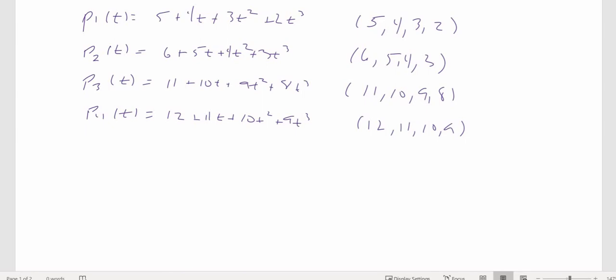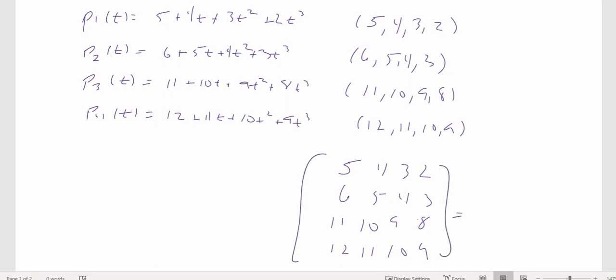And if you just set this up as a matrix, 12, 11, 10, 9, and then row reduce that sucker, the calculator tells me we're going to get 1, 0, negative 1, negative 2, 0, 1, 2, 3.